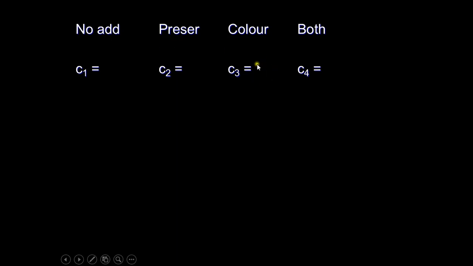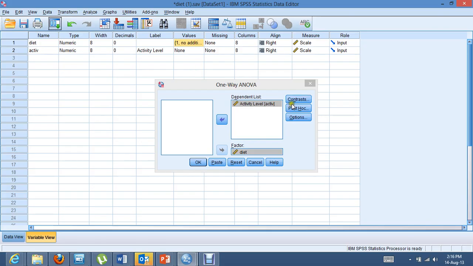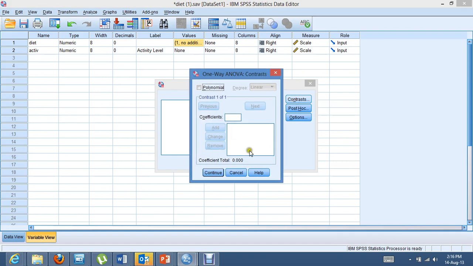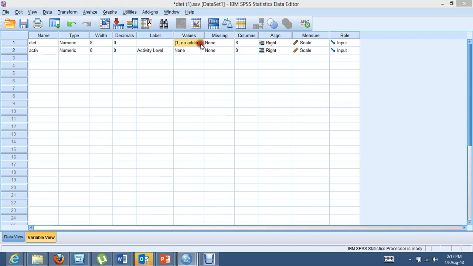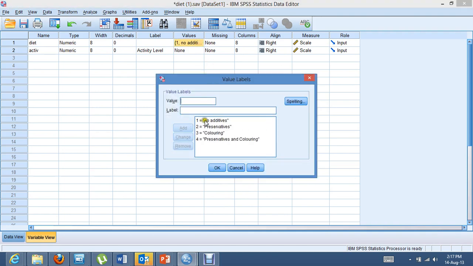The group given colouring will get a contrast coefficient of 0, and the group given both will get a contrast coefficient of 0 because these groups are not in the comparison. The contrast coefficients given to the groups that are being compared must add up to 0. So 1 and -1 will add up to 0. And you must put the contrast in the order that the groups were mentioned. So we looked up here and we saw that group 1 is no additives, so the group 1 contrast coefficient will go first. Group 2 is preservatives, group 3 is colouring, group 4 is preservatives and colouring.